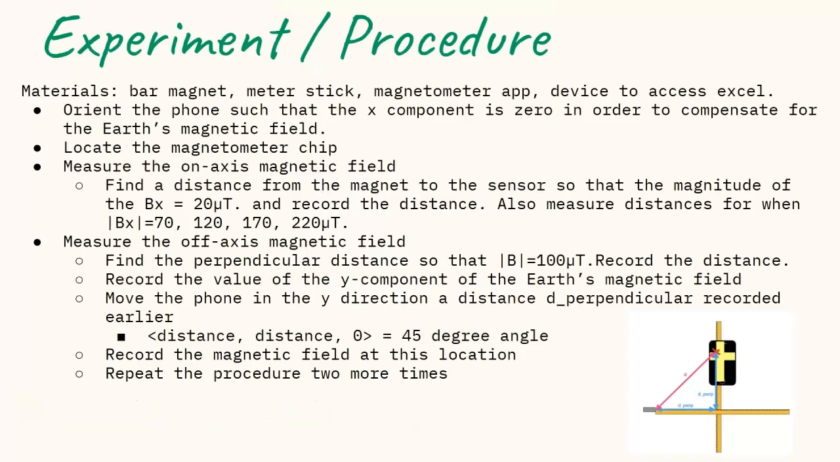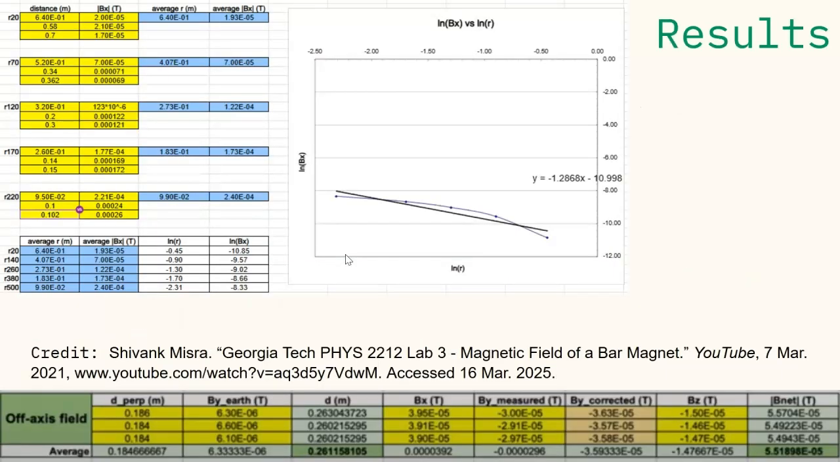For our experiment, we had a bar magnet, meter stick, magnetometer app, and a device to access Excel. We first oriented the phone such that the X component was 0 to compensate for the Earth's magnetic field. Then we located the magnetometer chip, and we measured the on-axis magnetic field as well as the off-axis magnetic field. Again, our lab was unable to complete the off-axis magnetic field measurements, so we have other data from an outside source.